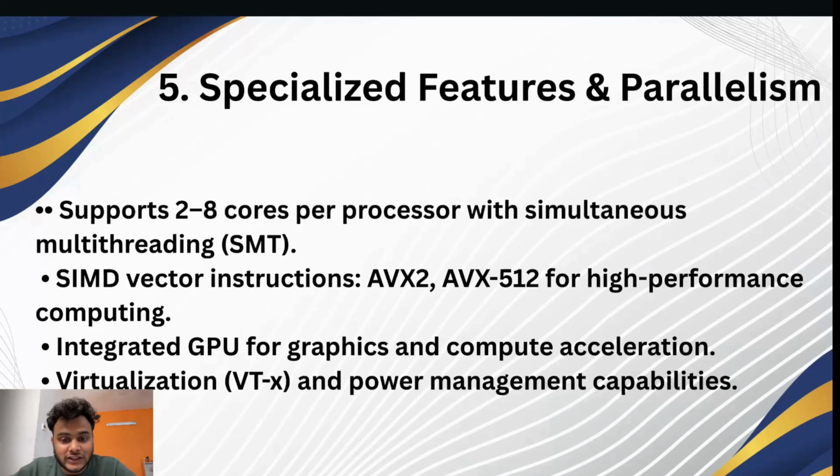Skylake also included several advanced features for performance and parallelism. It supports multi-core processors with up to 8 cores per processor and simultaneous multi-threading, which allows 2 threads per core. For vector parallel computation, it supports SIMD instructions like AVX2 and AVX-512. These are useful for AI, graphics, and scientific applications. Skylake processors also include integrated GPUs for rendering graphics workloads. Other features include virtualization support, hardware-based security, and improved power management. Let's move to the seventh slide.